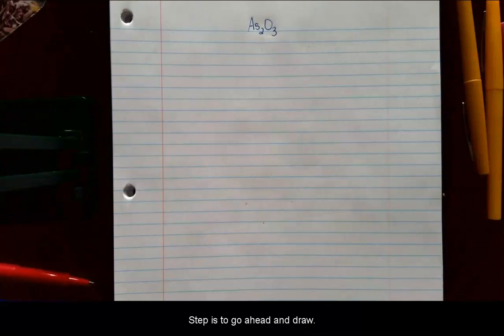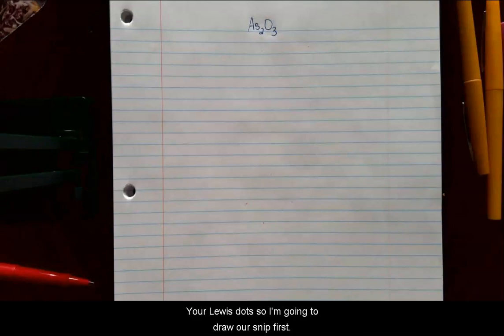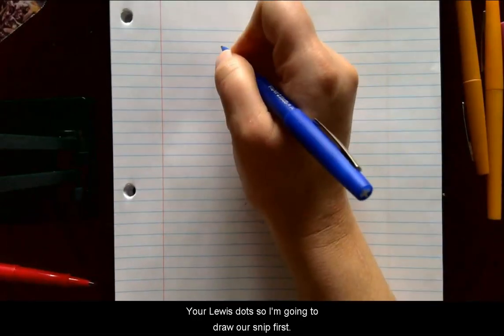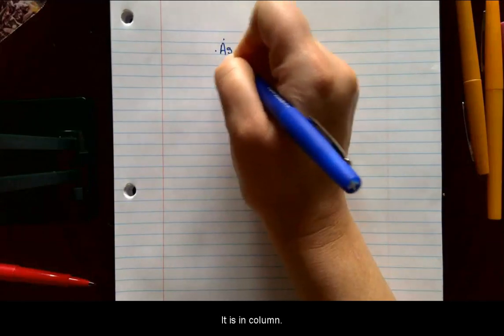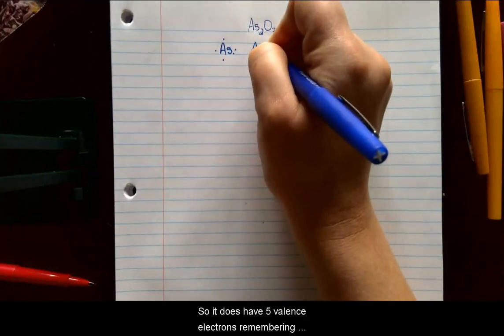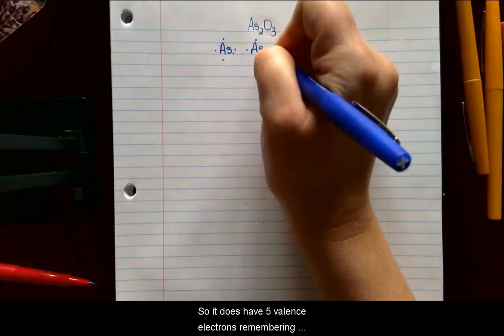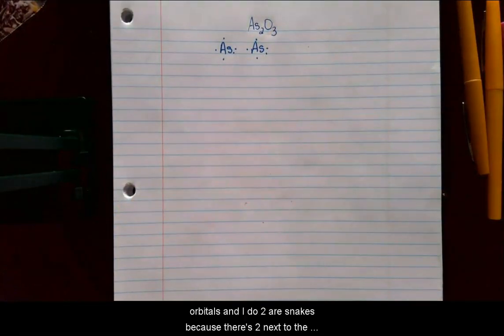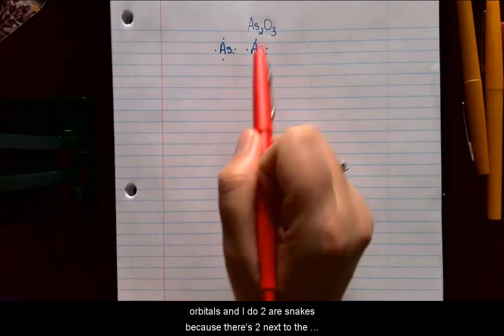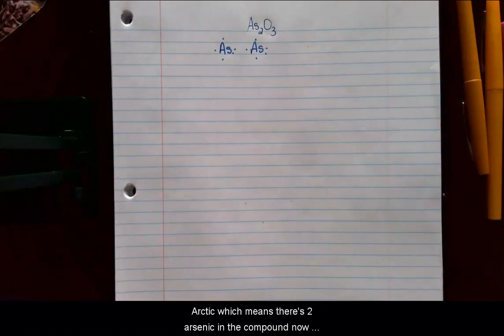Today we're going to model diarsenic trioxide in 3 different ways. Now remember, the first step is to go ahead and draw your Lewis dots. So I'm going to draw arsenic first, and it is in column 15, so it does have 5 valence electrons. Remembering valence electrons are those electrons in the outermost orbitals. And I drew 2 arsenics because there's a 2 next to the arsenic, which means there are 2 arsenics in the compound.